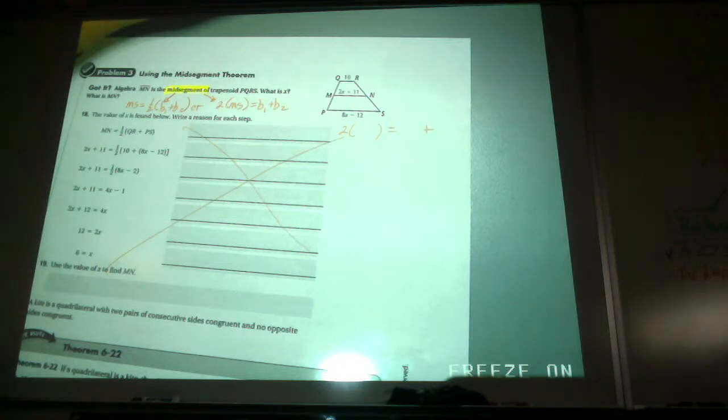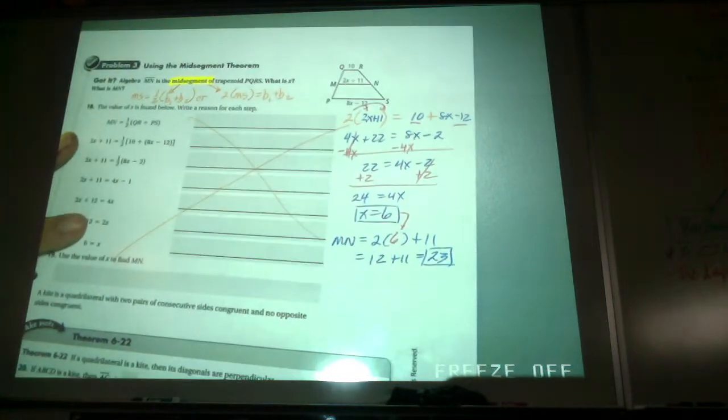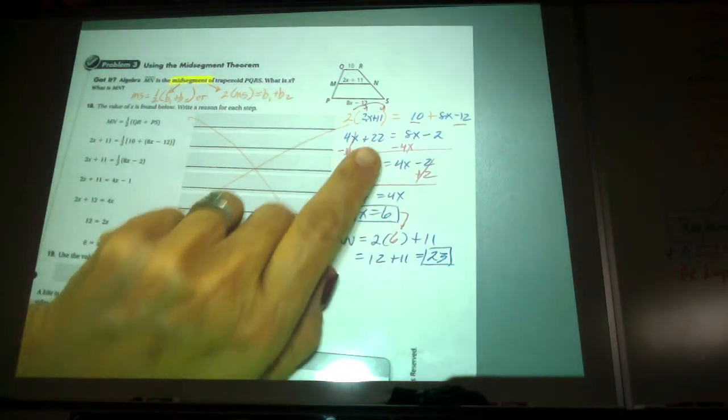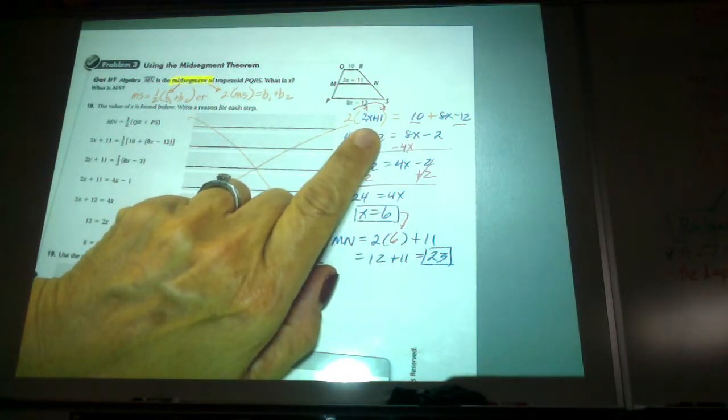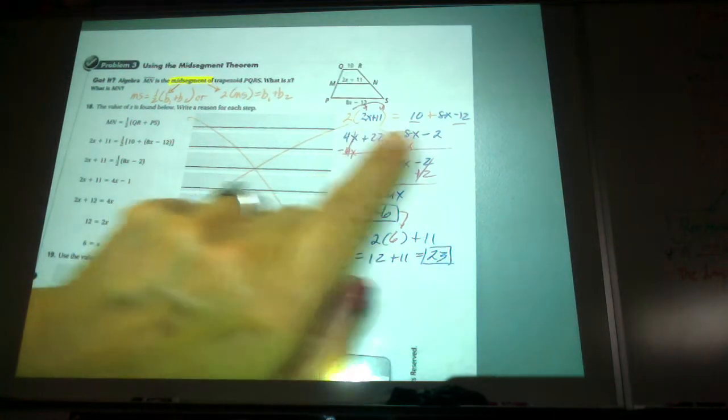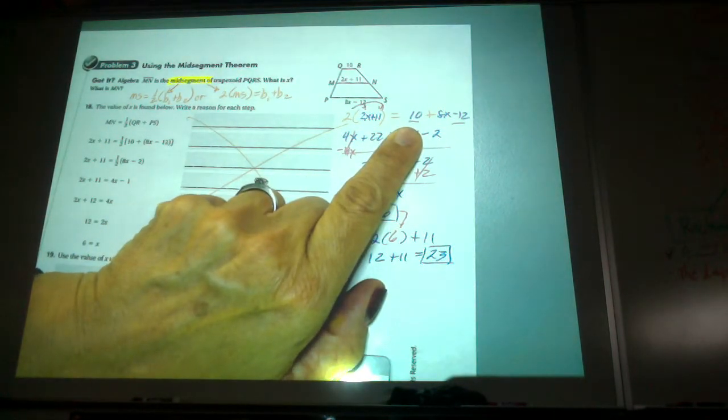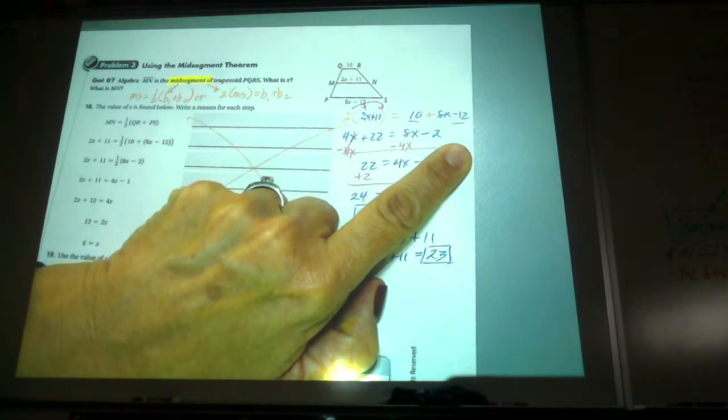Did we all get the same answer of 6 for x doing it the other way? Yes or no? Pardon? So let's look at that. If I replace the mid-segment 2x plus 11 in the formula here, and then these are the two bases, the 10 and the 8x minus 12. So they're always the parallel sides.